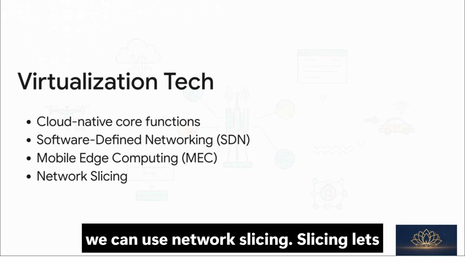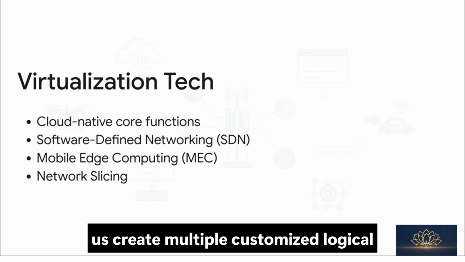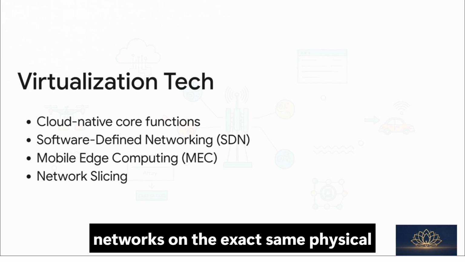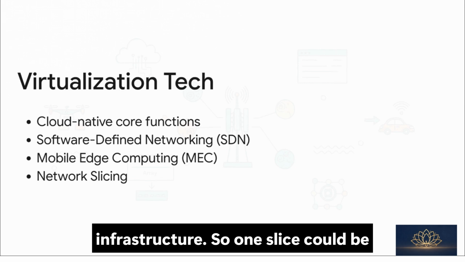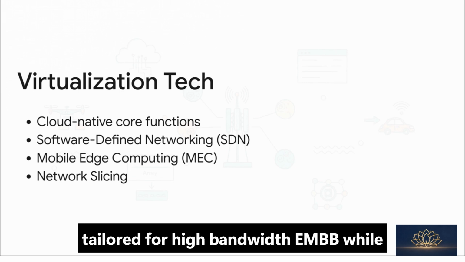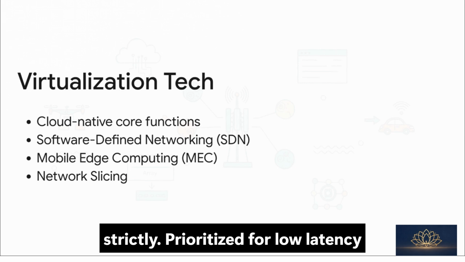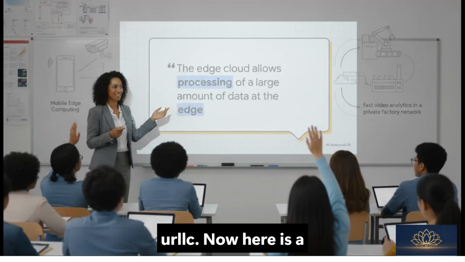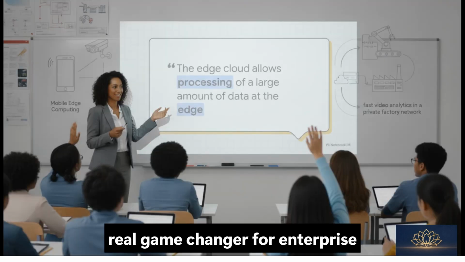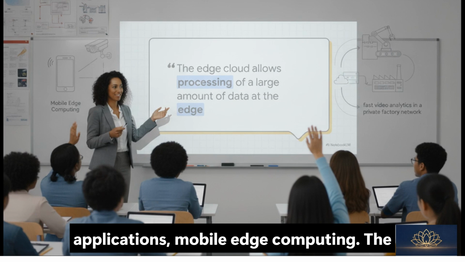And because everything is virtualized software now, we can use network slicing. Slicing lets us create multiple, customized, logical networks on the exact same physical infrastructure. So one slice could be tailored for high-bandwidth eMBB, while another slice on that same hardware is strictly prioritized for low-latency URLLC. Now, here is a real game changer for enterprise applications: mobile edge computing.